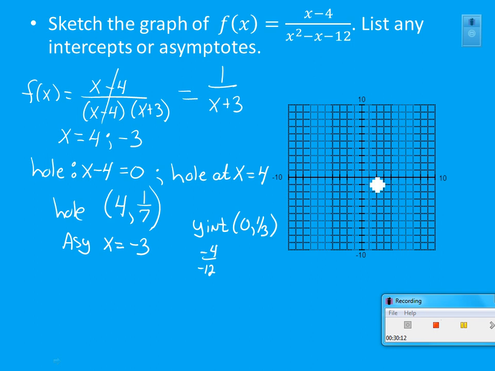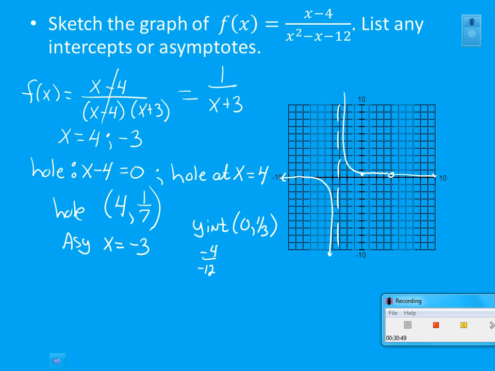So to go graph this, I know I got a hole at 4, 1/7. I got an asymptote over here at negative 3. I got an asymptote there. I know I got the y-intercept at 0, 1/3. And then my graph's going to look something like that. So that's the main part of the lesson. The hardest part, guys, is deciding when it's a hole and when there's an asymptote.